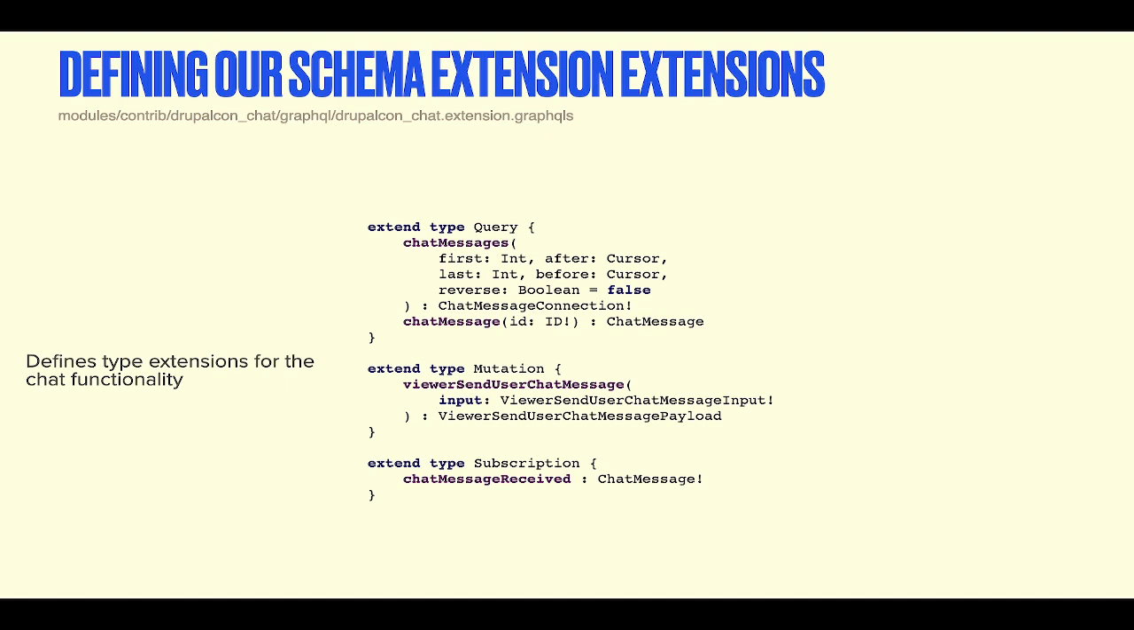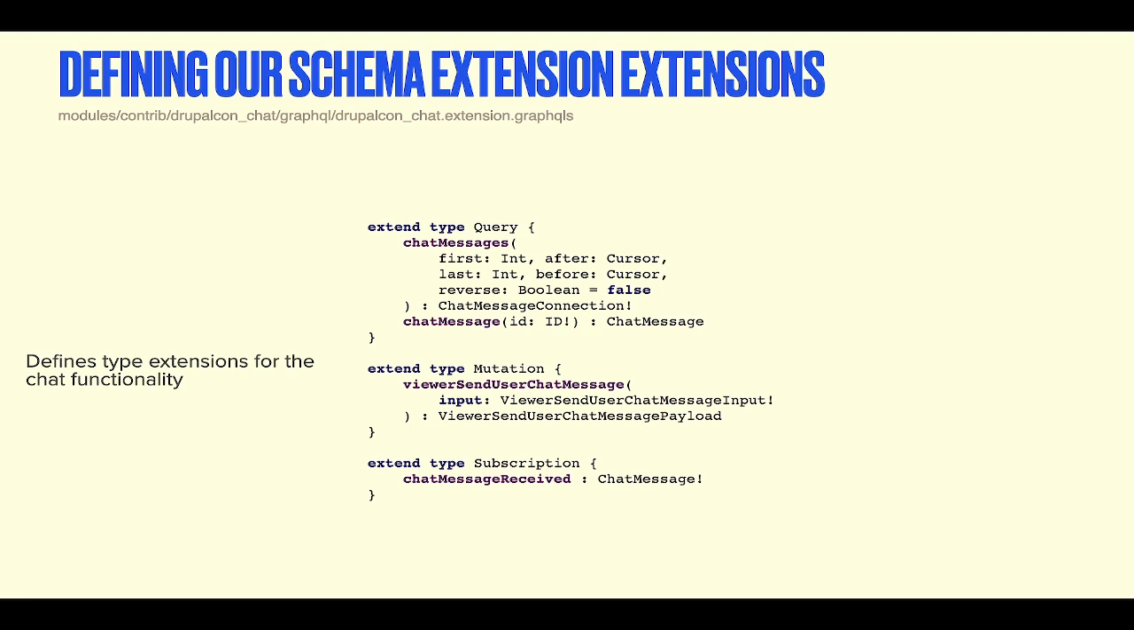So with these new types defined, we want to hook this into our existing base schema, and that's what the extension.graphqls file comes in for. You can see here, we extend the type query that we defined earlier without any fields, and we now add the chat messages field that will return our connection, as well as the chat message field that allows loading a single chat message. Similarly, we define the mutation and the subscription. The GraphQL module itself doesn't support handling subscriptions, but it does support defining the schema for your subscriptions, so you can add a service next to it to actually handle WebSockets and real-time data.